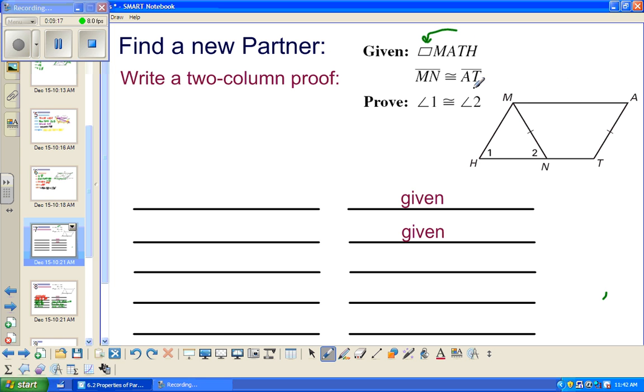You know a lot of other things if it's a parallelogram, as you've learned earlier this section. Then MN is congruent to AT is given. Go ahead, go through this proof, pause this, write it down, see what you can come up with. You should only need to use the number of blanks given.